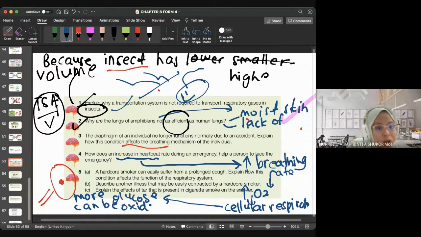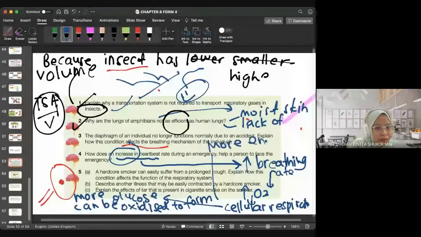Right, chapter 7. Jadi, more cellular respiration, more glucose can be oxidized to form, kalau to form energy je betul ke salah? Salah. Soalan ni quantitative, increase. Jadi more glucose can oxidize to form more energy. Right? Jadi bila more energy, kita akan deal with emergency better. Alright, kita ada more energy.